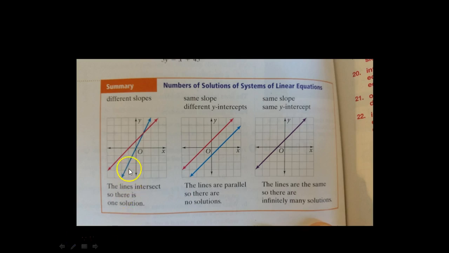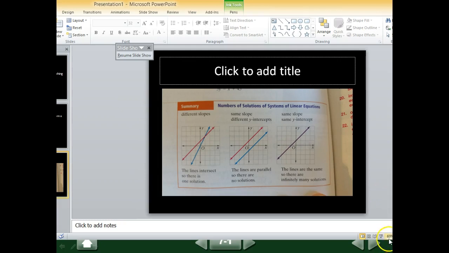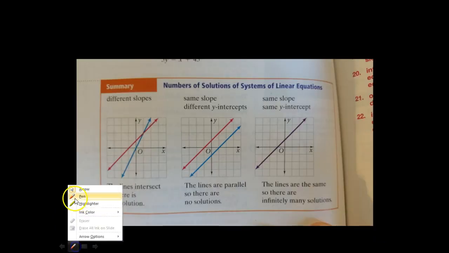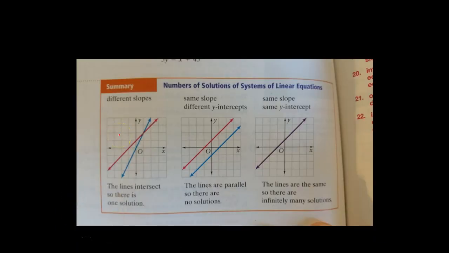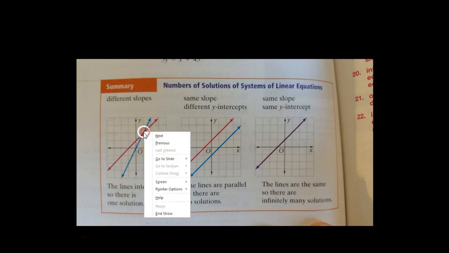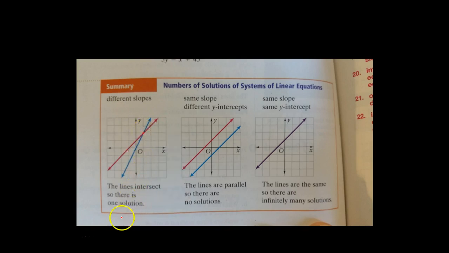Okay, the last thing here is, this is a summary that's in your book. For reference, it is on page 376. You can take a look here again. So if they have different slopes, and when you graph them, they intersect here at a point. Okay, this point right here is the solution. So there would be one solution.